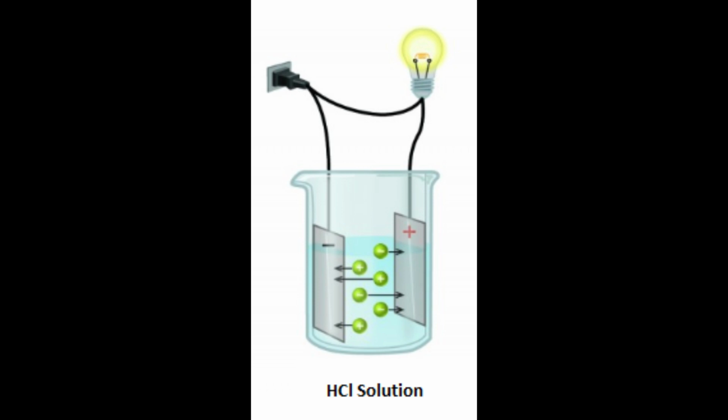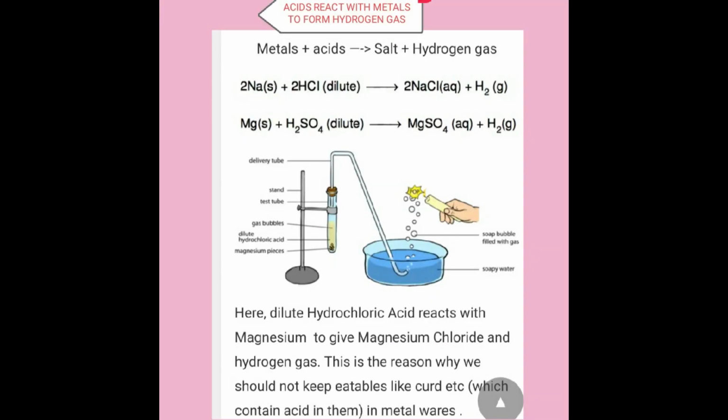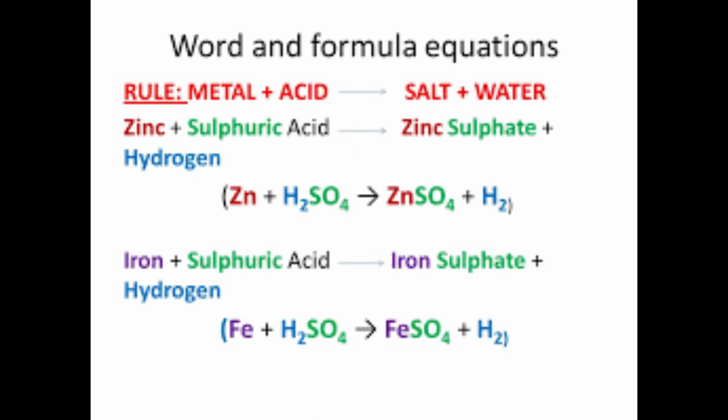The fourth one, acids react with metals to form hydrogen gas. When acid reacts with metal, then salt and hydrogen gas are formed. That is, metal plus acid gives rise to salt plus hydrogen gas. Let us perform an activity.